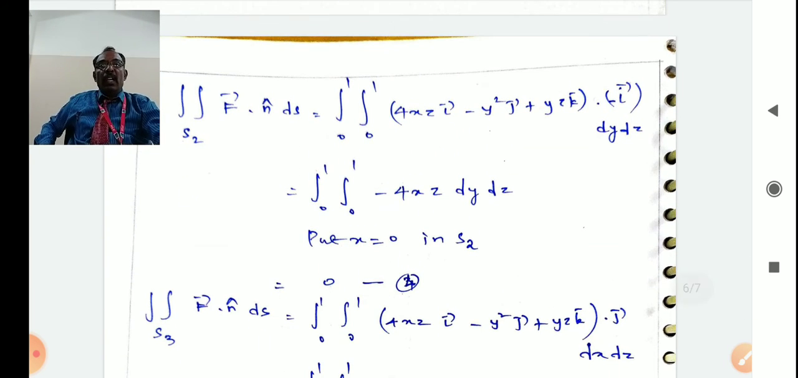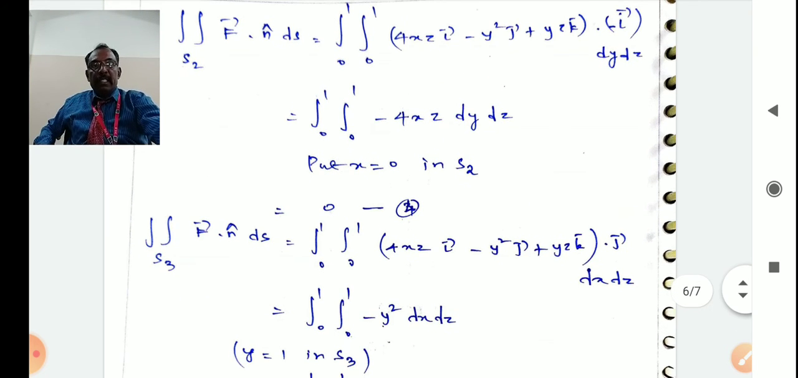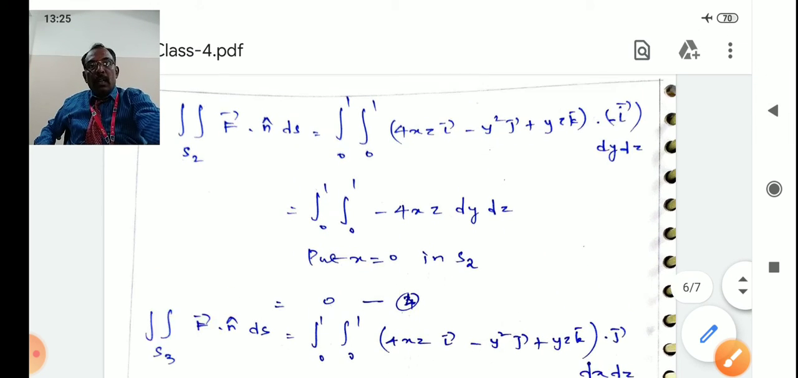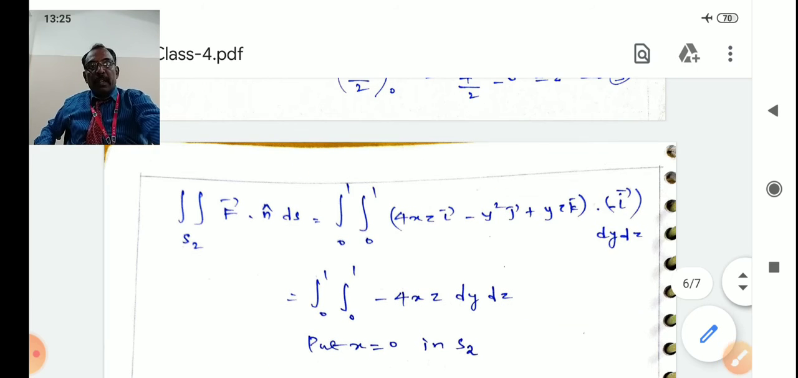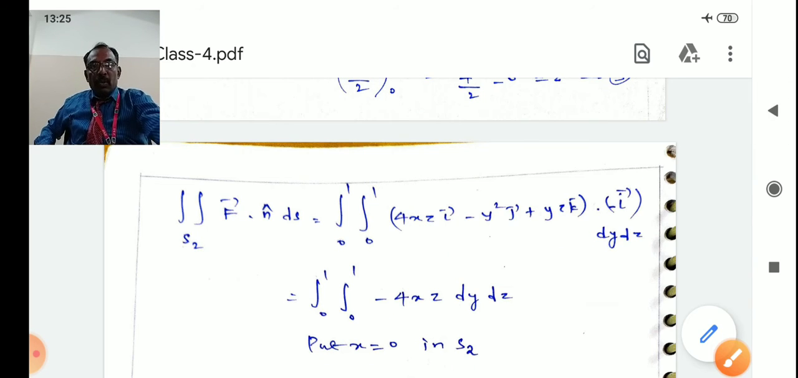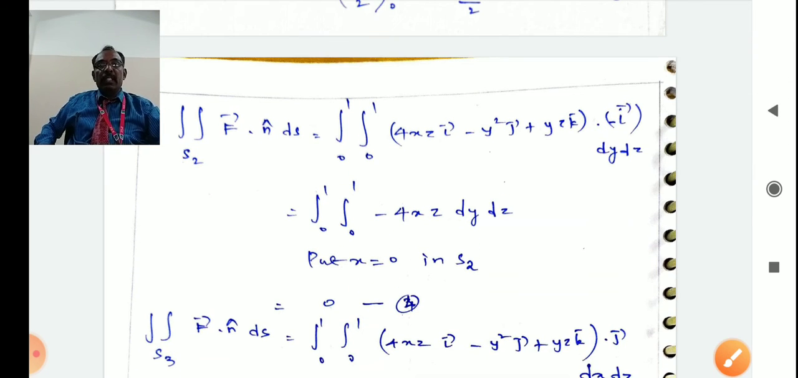Next along S2, f vector dot n cap, here n cap value is minus i vector, and dS is replaced by dy dz. The dot product of these vectors becomes minus 4xz dy dz. But here x value is 0. In the S2 surface there is no x, so x value is 0. We have to put x equal to 0. I think everything is 0.